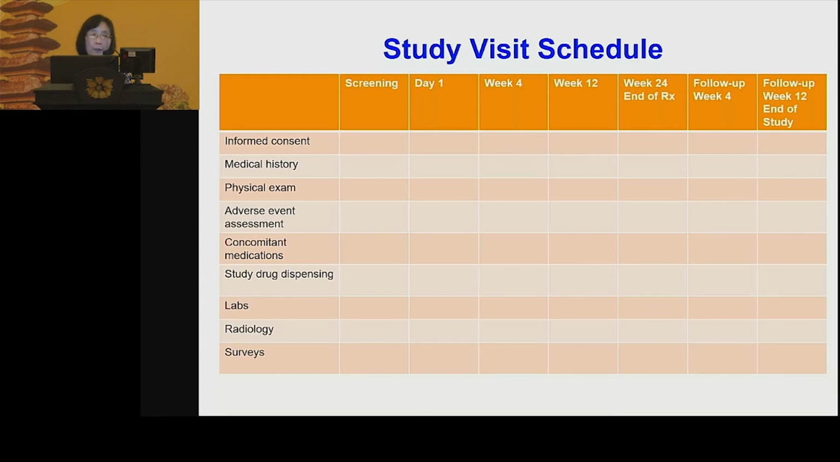And you know that in real life, patients can't always come back on exactly the day, or the next visit might happen to fall on a holiday. So you also have to define the window of the visit, plus or minus 1 day or plus or minus 3 days, so that you won't be considered to have a protocol violation.